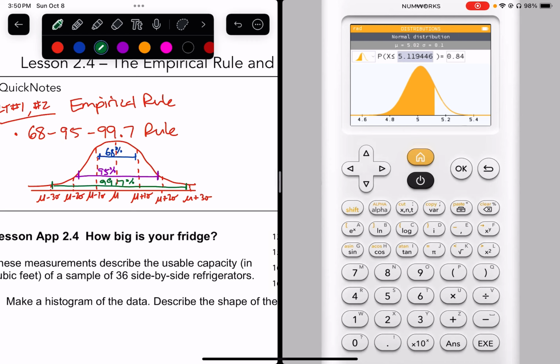And again, we kind of briefly talked about this towards the end. This is a normal graph, so we're going to label it with an N, and we always label it with our mean and standard deviation.